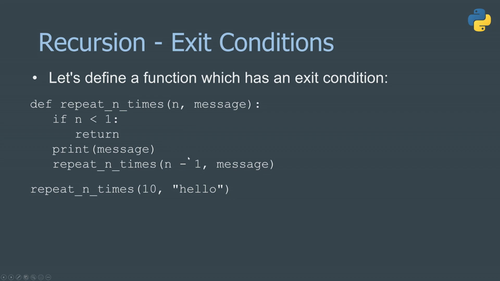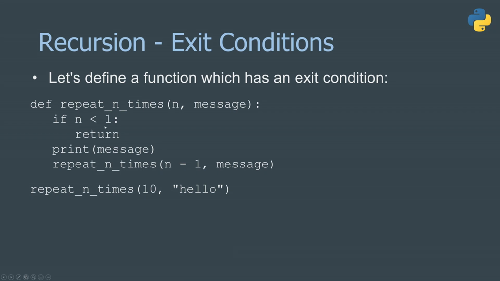And since this is an integer, right? So this is being passed by value. What I'm actually passing in for the value of the new n value is the old n minus 1 value. So imagine if n initially is 10. When I do this recursive call, I'm going to pass in 9 this time. So now n has a value of 9 in this inner call to repeat n times.